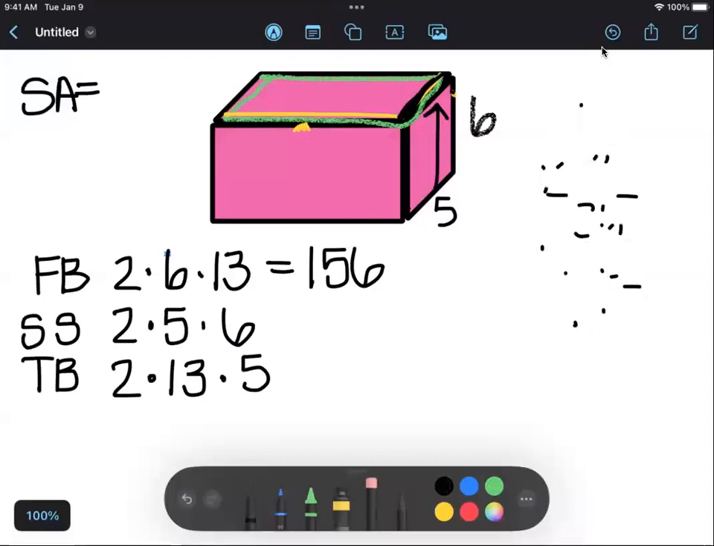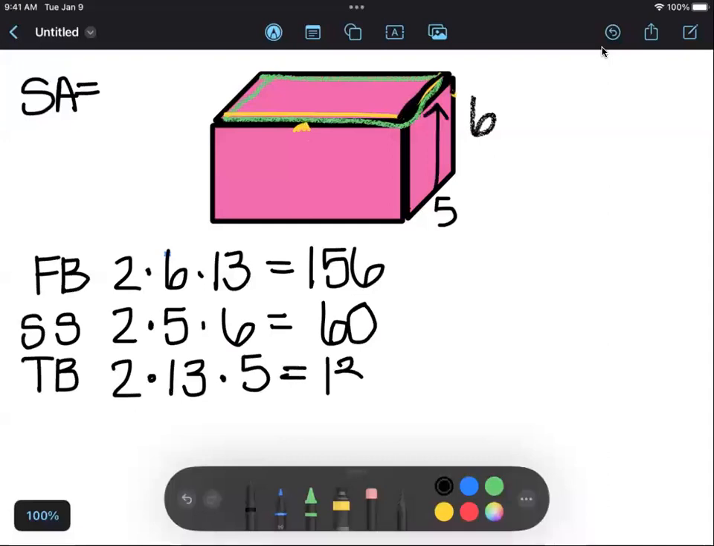Okay, let's find the next one. As I erase this, actually, I'll just kind of lasso it and delete it. There we go. That'll be easier. Okay, 2 times 5 is 10. And then 10 times 6 would be 60. So the two sides add up to be 60. Okay, now for the top and bottom, 2 times 5 is 10. 10 times 13 would be 130. So we got 130 here.